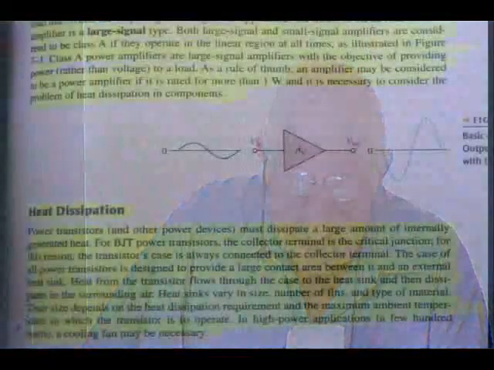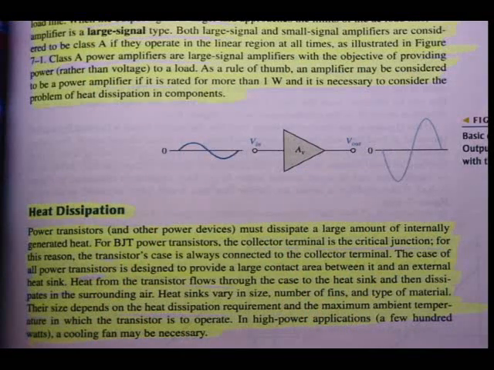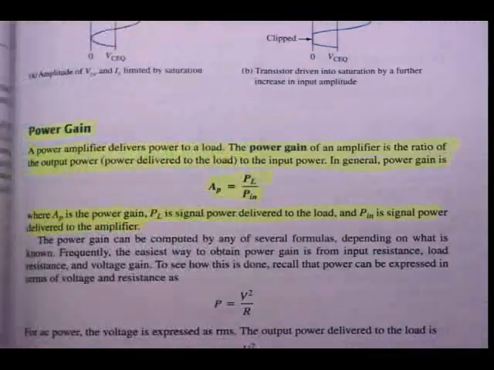Alright, then the centered Q point, just to distinguish again. Recall that the DC and AC load lines intersect at the Q point, and when the Q point is at the center of the AC load line, a maximum class A signal can be obtained. So just to remind you again about a class A amplifier.